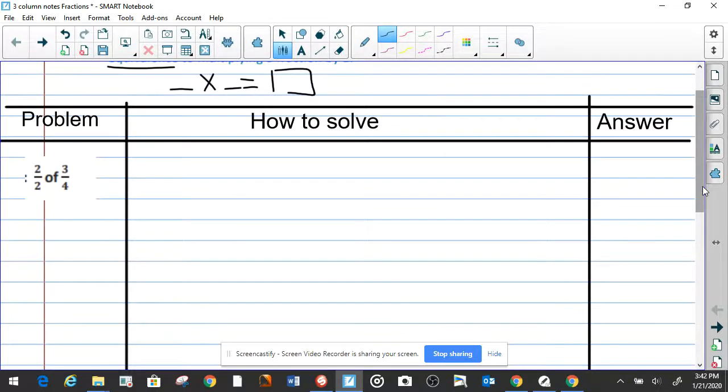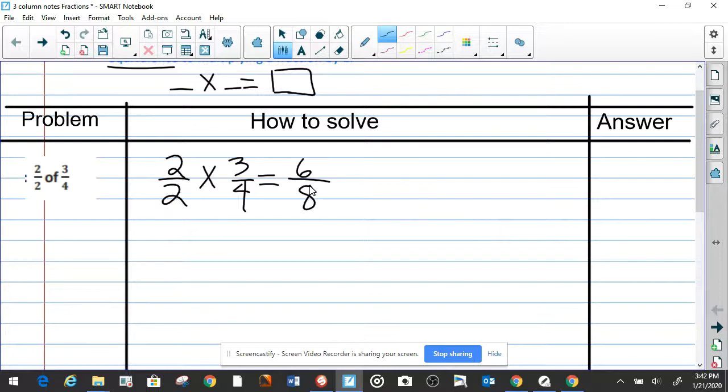Let's start simple here. Here's the problem. It's 2/2 of 3/4, correct? 3 times 2 equals 6, and 2 times 4 equals 8. So our answer is 6/8. That was simple, don't you think?